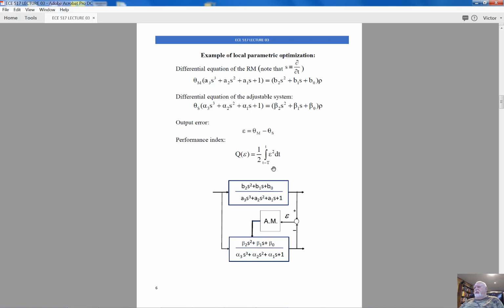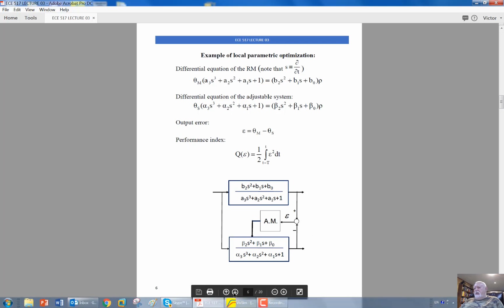What is special about 1 over 2? We will be doing some differentiation, so we do not want a multiplier 2 in front of the expression as we do the differentiation. This is the system configuration. The adaptation mechanism is supposed to be responsible for the definition of beta 2, beta 1, beta 0, alpha 3, alpha 2, and alpha 1, based on the expression of the error, and perhaps some additional factors should be included.